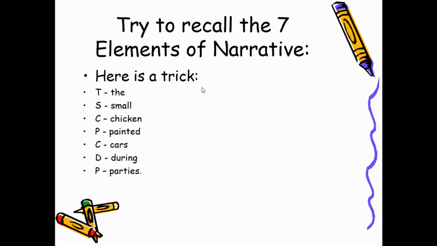You can change it to something even better. Something that might suit you a little better, okay? That will suit your humor and that you think will be easier to remember. And then when you are practicing next time, you'll remember, okay, the small chicken painted cars during parties, the theme, small, setting, chicken, characters, painted, point of view, cars, characterization, during, dialogue, parties, plot. Okay, so that's an easy way to remember it. Some of you might just find it easier to do it in another way, but that's just one technique.